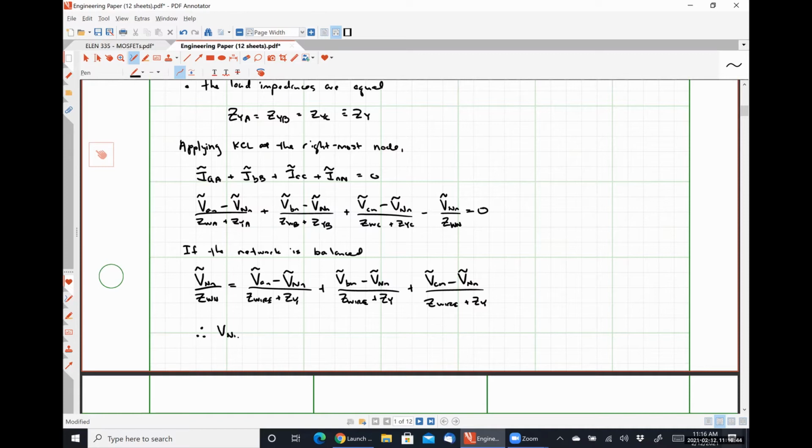V capital N lowercase n multiplied by 1 over ZWN plus 3 divided by Z wire plus ZY is equal to VAN plus VBN plus VCN all divided by Z wire plus ZY.